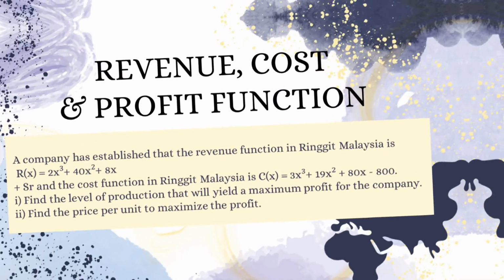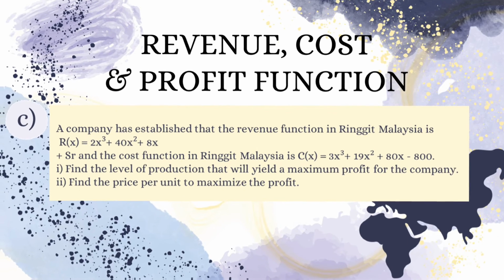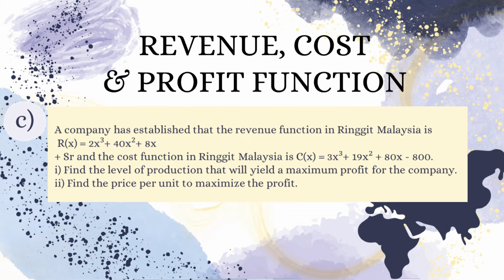Last but not least, the last question, part C, is about finding the revenue, cost and profit function. Let's have a look at the question. A company has established that the revenue function in Ringgit Malaysia is R function, and the cost function in Ringgit Malaysia is C function. Number 1 is find the level of production that will yield a maximum profit for the company. The second question is find the price per unit to maximize the profit.